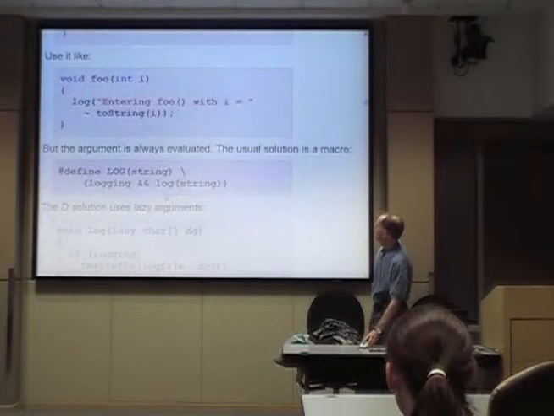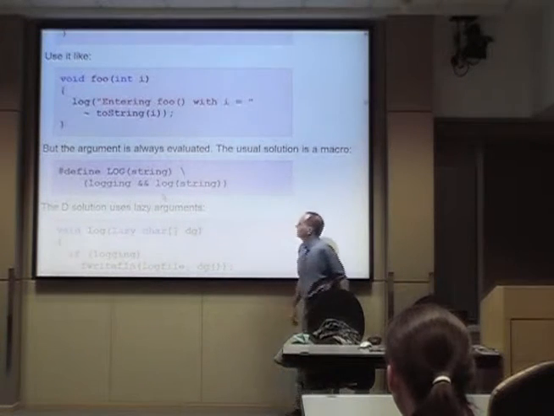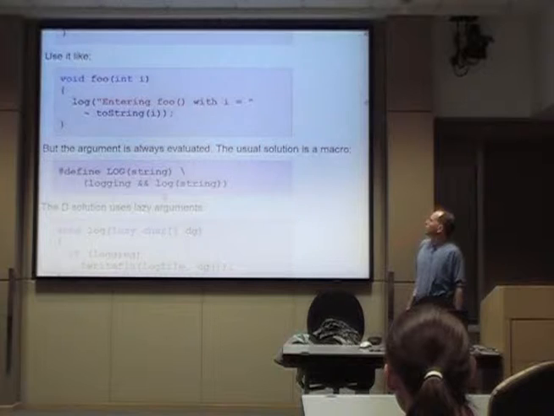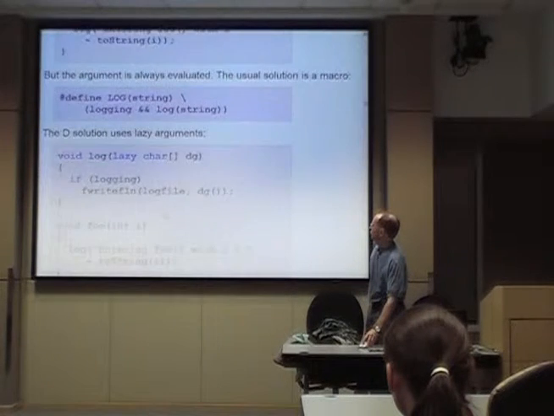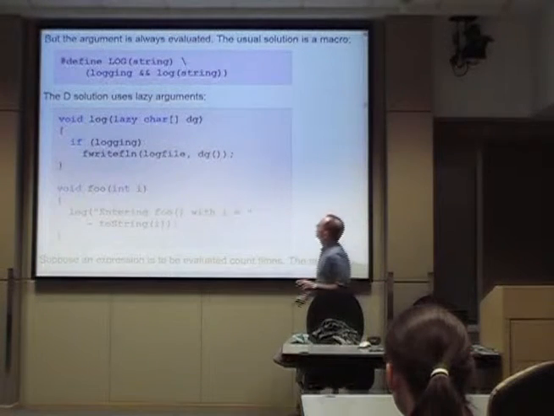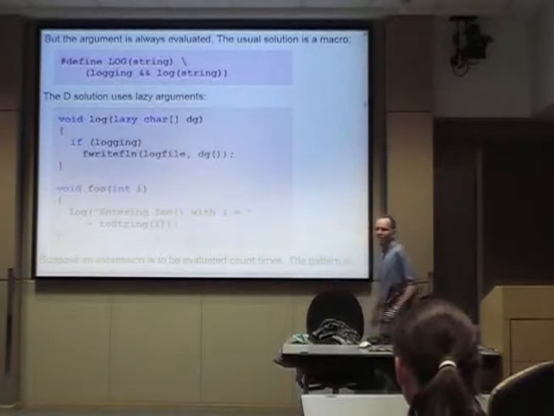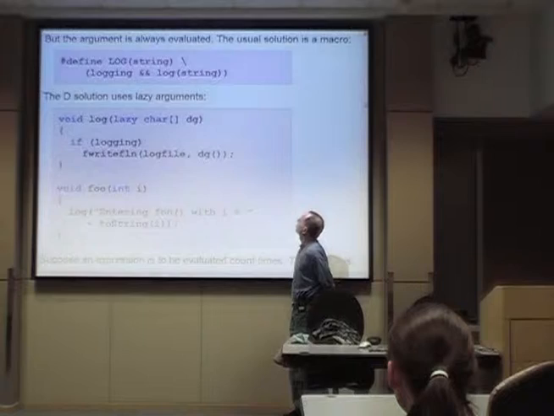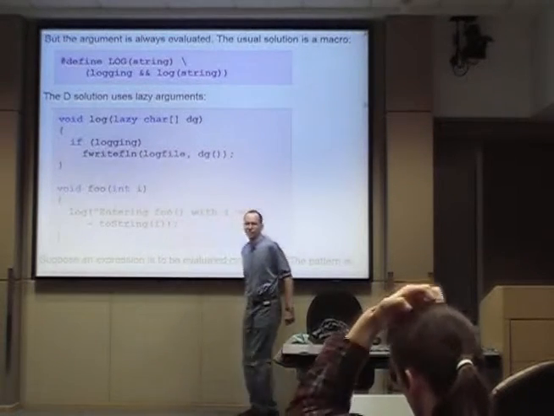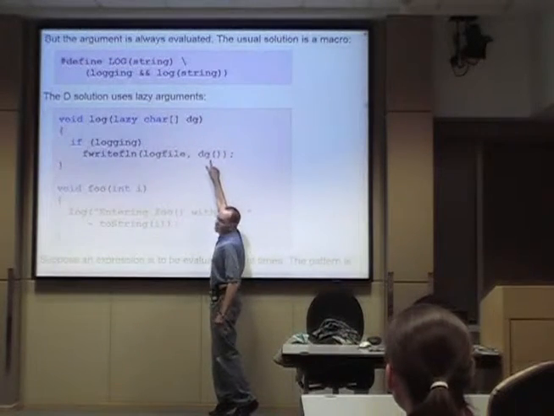So then we get to the usual C approach to fix it, which is to use a macro, like this. Well, as everyone knows, the preprocessor sucks. And there's got to be a better way. And the better way is using lazy arguments. All we do is take our logging function and plop that keyword lazy in front of it. And that means it isn't evaluated until it's actually used. So here's the argument I pass. It's the same thing, except this argument isn't evaluated until right here.